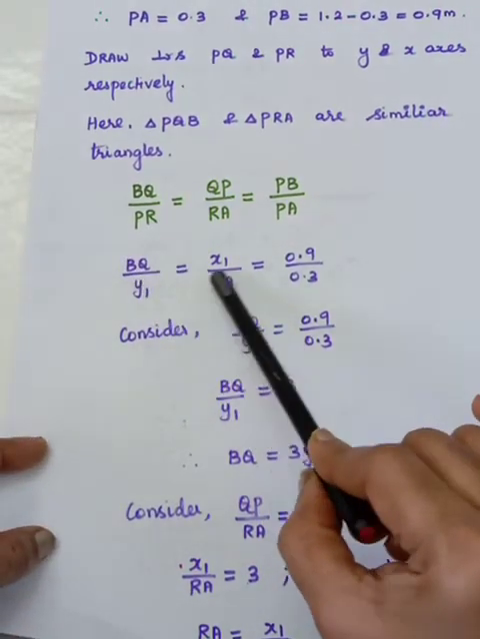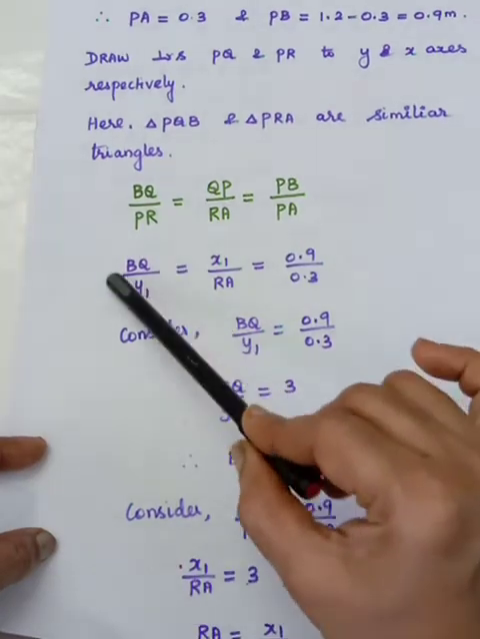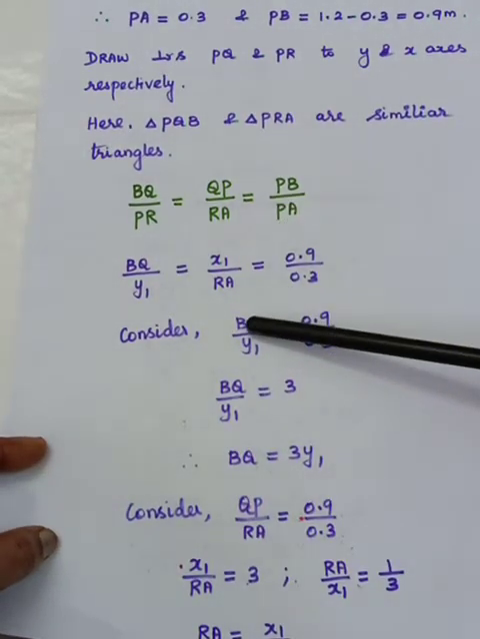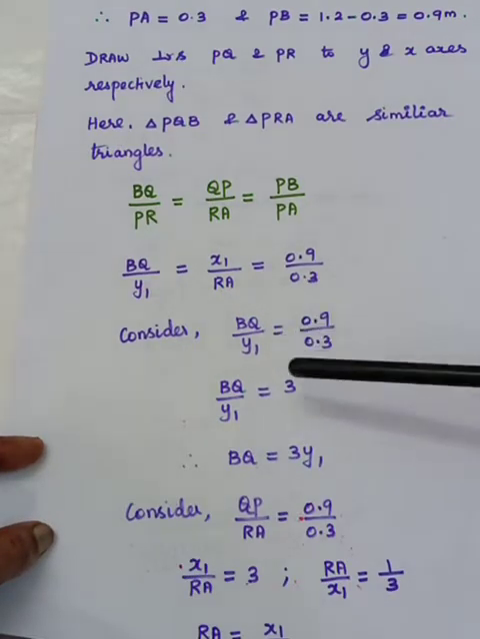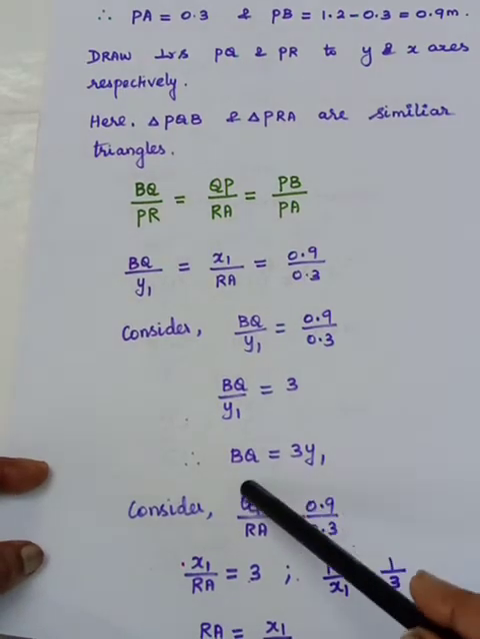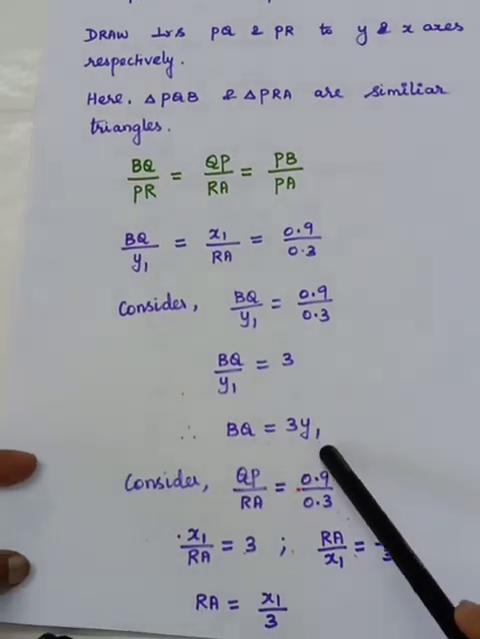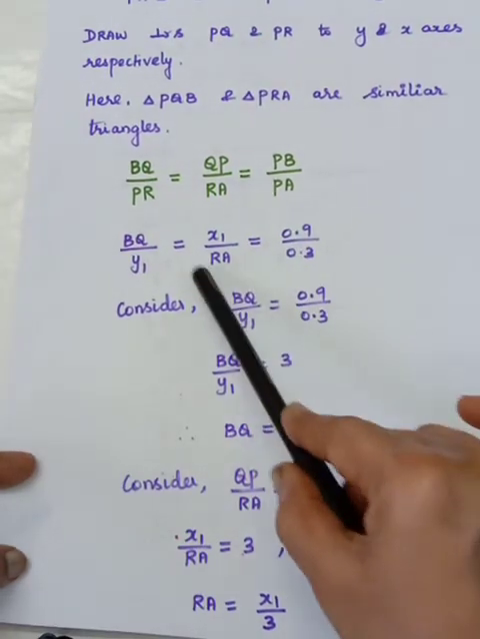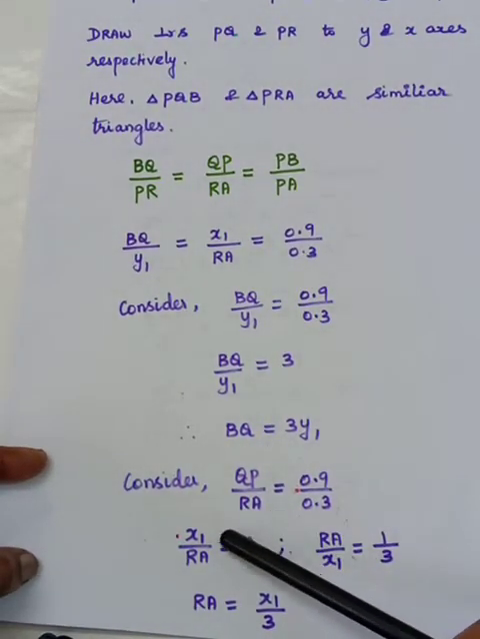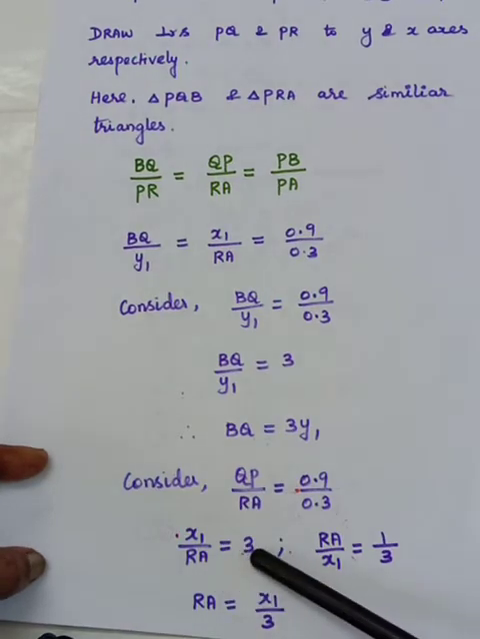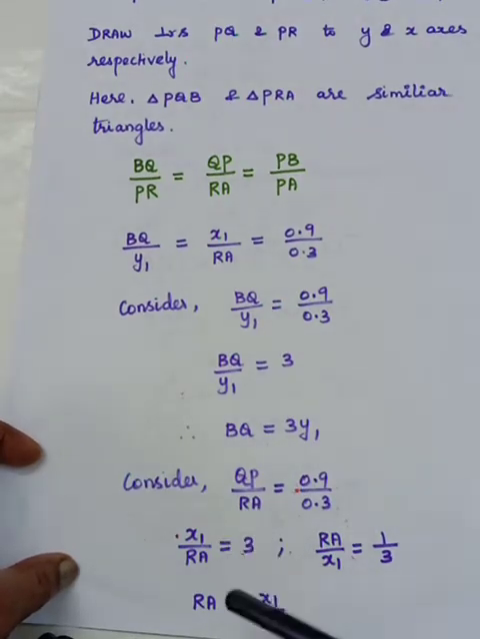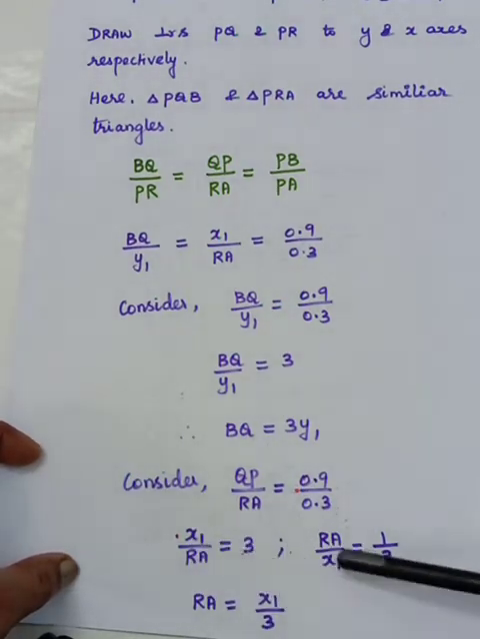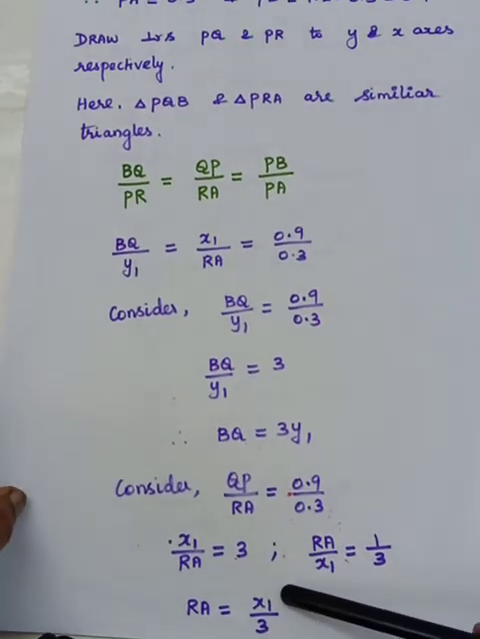All the three results are equal. So take the first and the third. BQ by y1 is equal to 0.9 divided by 0.3, which is nothing but 3. So BQ is equal to 3y1. Take the second and the third result, that is x1 by RA is equal to 3, since 0.9 divided by 0.3 is 3. You have to find RA, so reciprocate. RA by x1 is equal to 1 by 3. So RA is equal to x1 by 3.